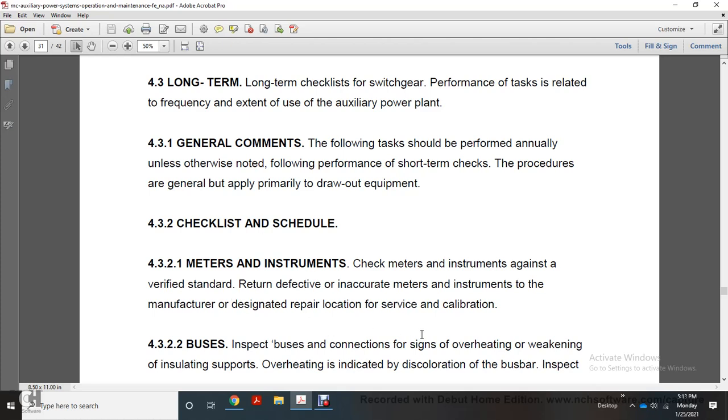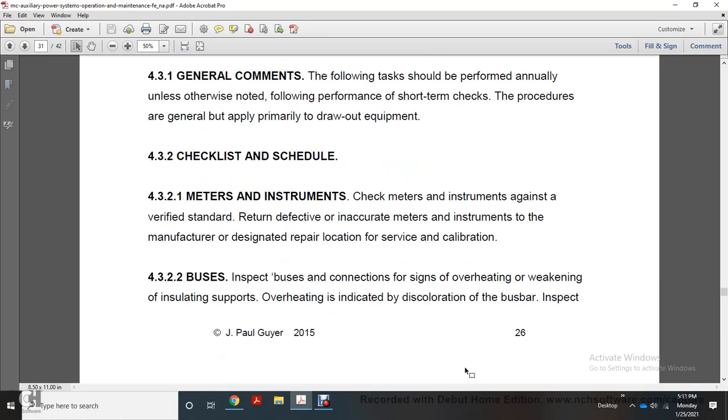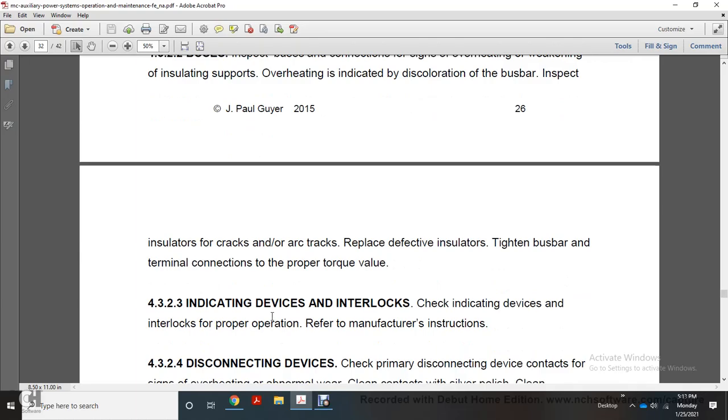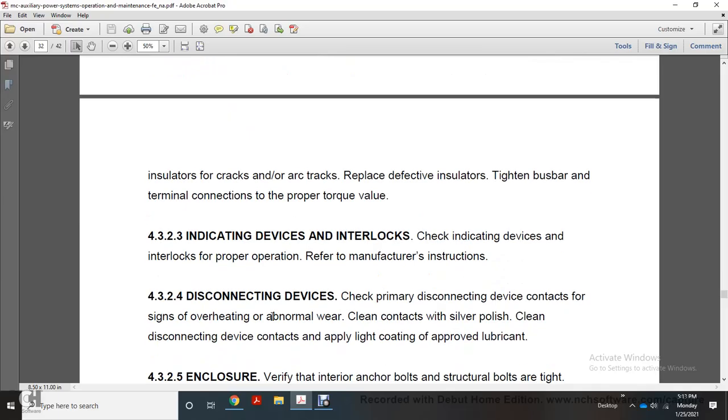Buses: inspect bus connections for signs of overheating and weakening of the insulation supports. Overheating is indicated by discoloration of the bus bar. Inspect insulators for cracks and arc tracks. Replace the defective insulator. Tighten the bus bar and terminal connections to the proper torque value. Indicating devices and interlocks: check for proper operation according to the manufacturer's instruction.